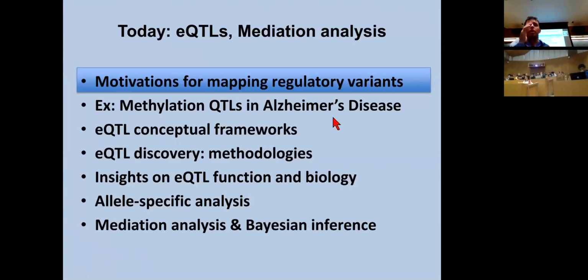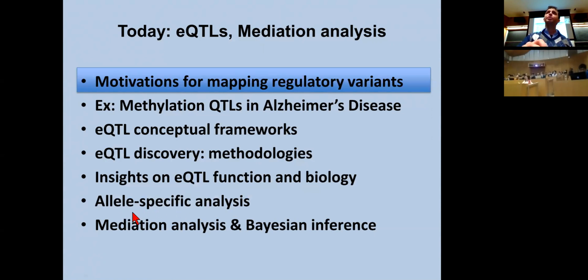All right. So first of all, for eQTLs, why do we care about mapping regulatory variants? Then we're going to go through an example of mapping methylation quantitative trait loci in Alzheimer's disease. And then we're going to step back and establish conceptual frameworks for working with eQTLs. And then a set of methodologies for actually carrying out eQTL discovery. And then we're going to go through a series of insights on eQTL function in biology that can then guide you when you carry out your own eQTL analysis.